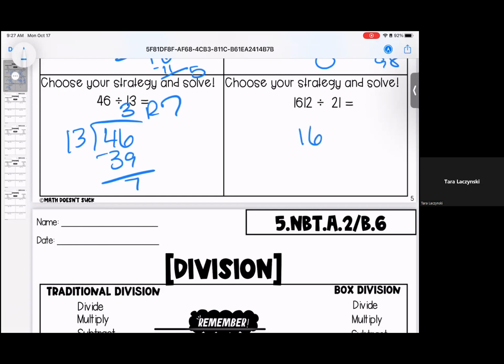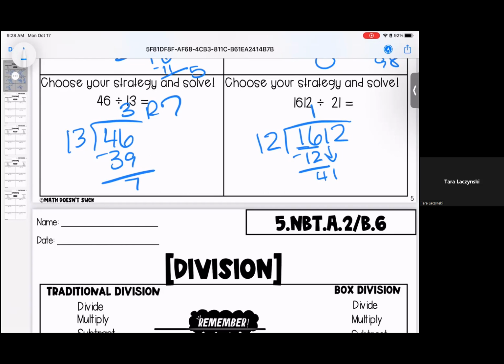Last one on this page, 1,612 divided by 12. Here we go. Does 12 go into 1? No. Does 12 go into 16? Yes, it's going to go in 1 time. And 1 times 12 is 12. And 16 take away 12 leaves me with 4. I bring down my 1.